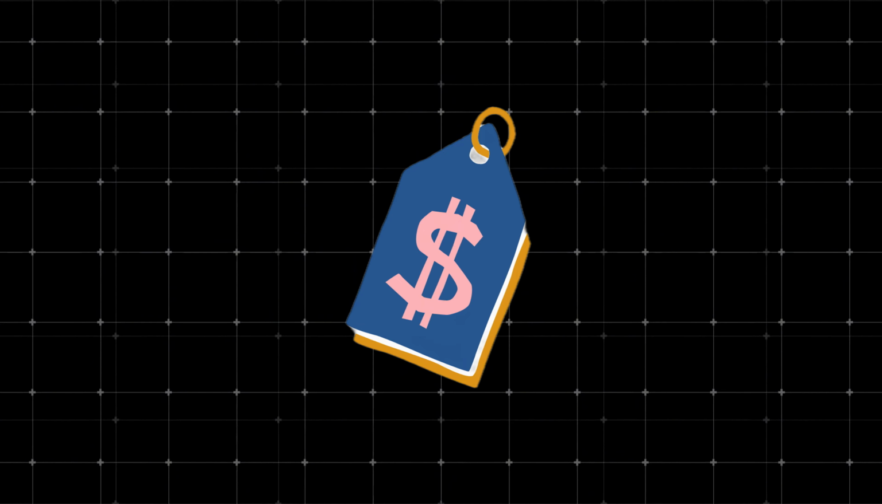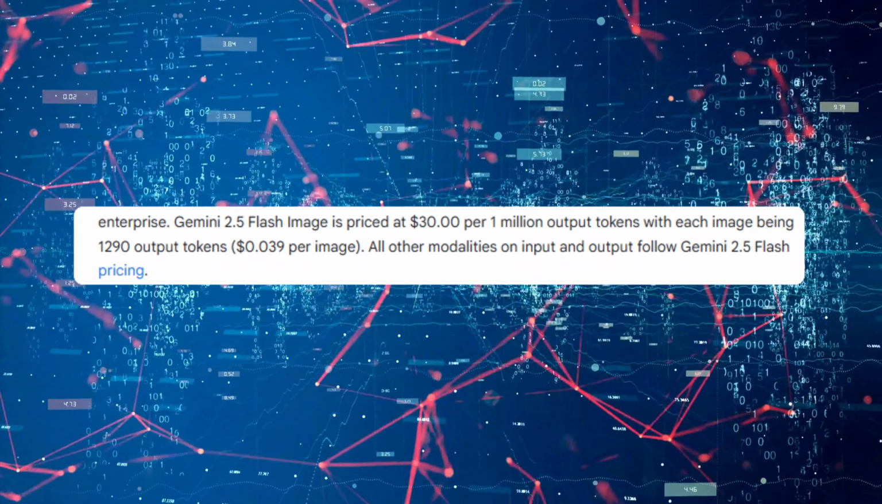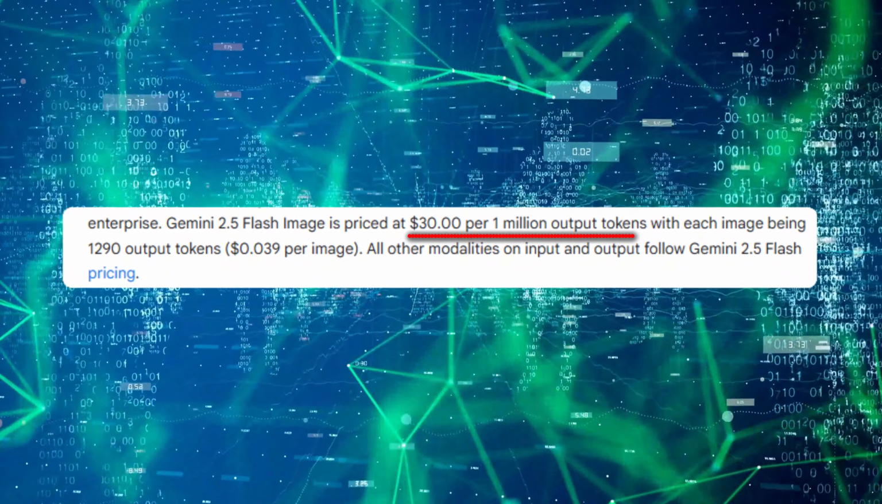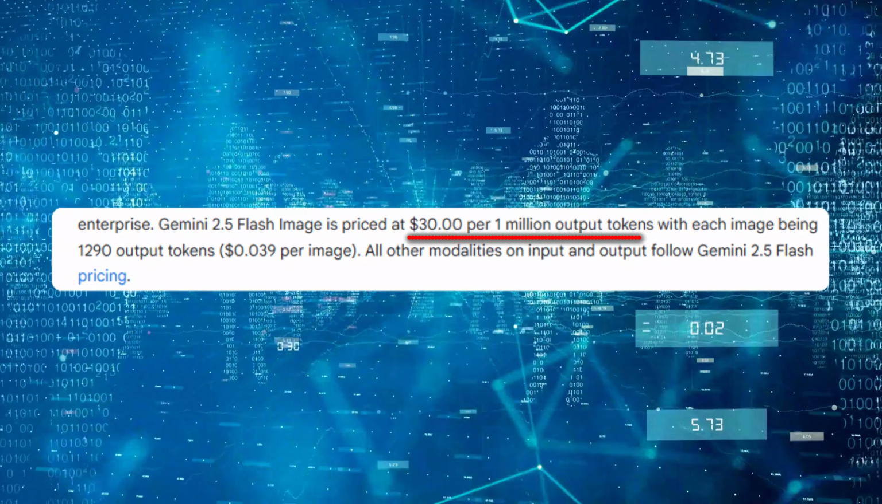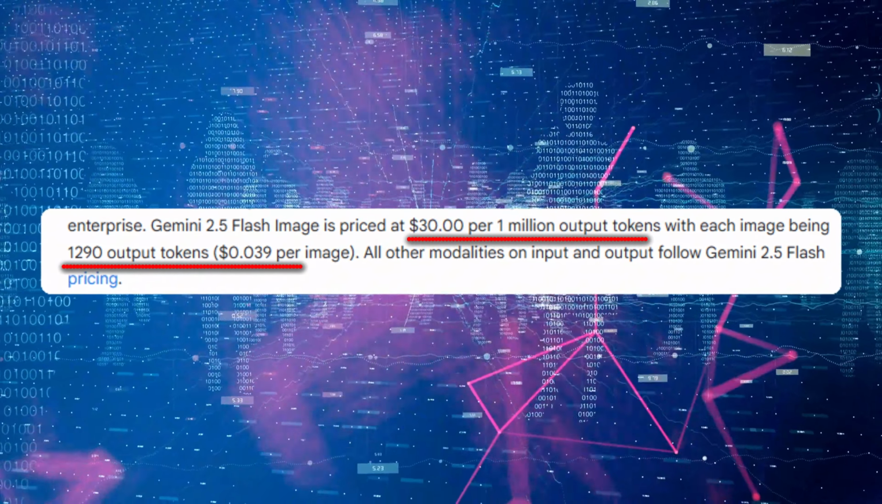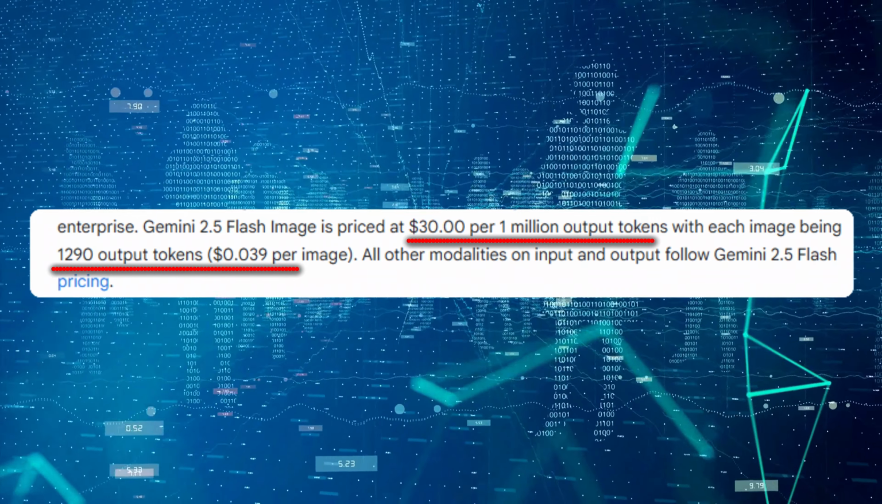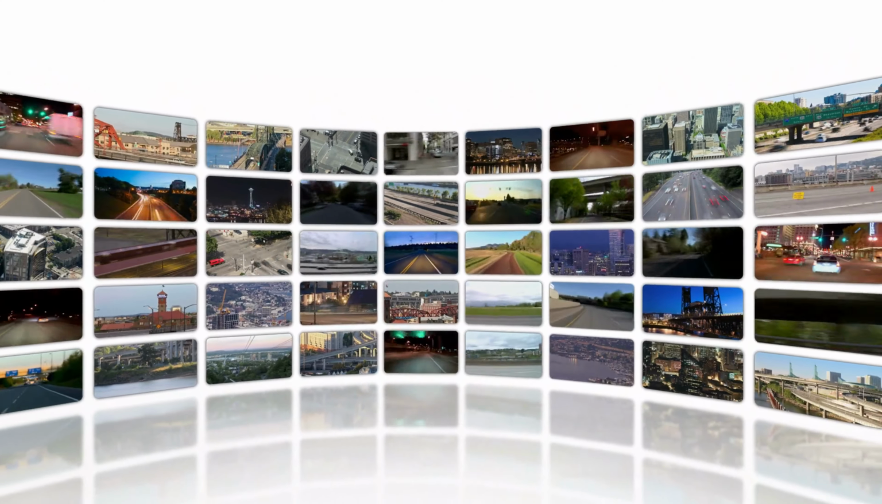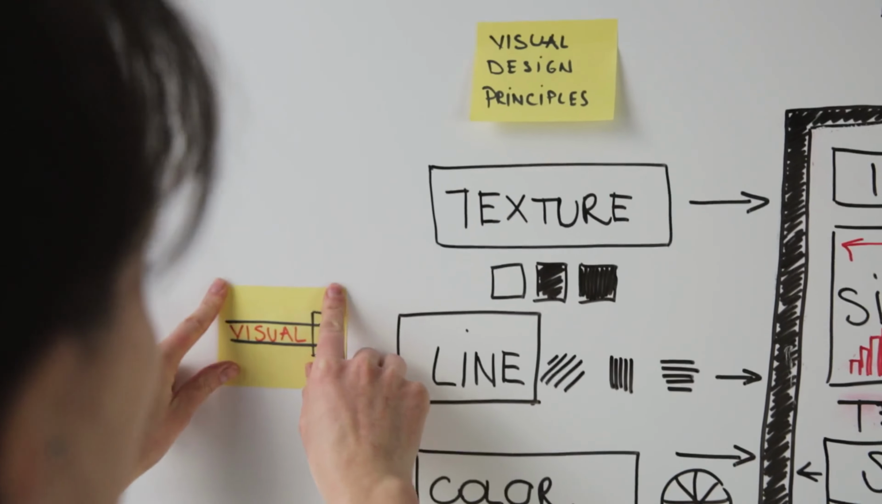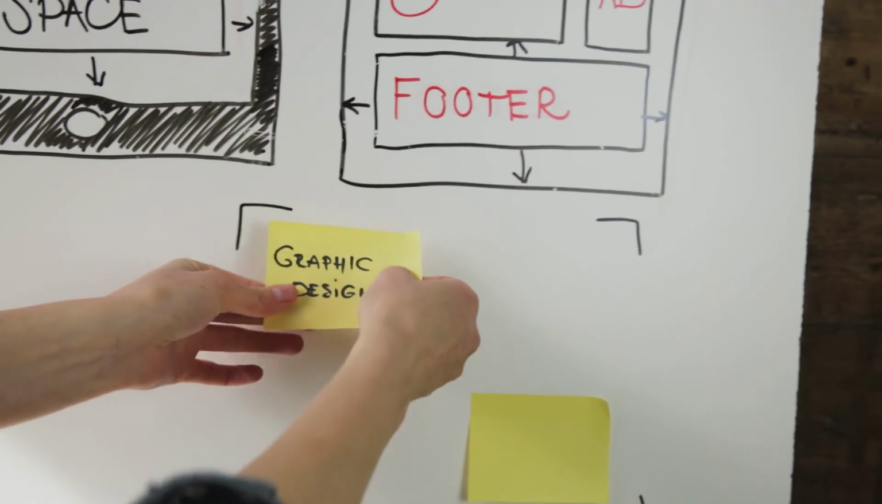Now, let's talk pricing, because this matters. Gemini Flash 2.5 image costs $30 per 1 million output tokens. Each image is about 1,290 tokens, so roughly 3.9 cents per image. Insanely affordable when you think about what this tech can do. And since it's in preview, Google is actively improving it with community feedback.